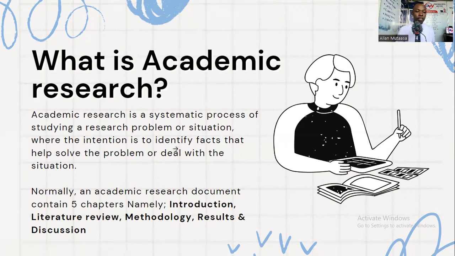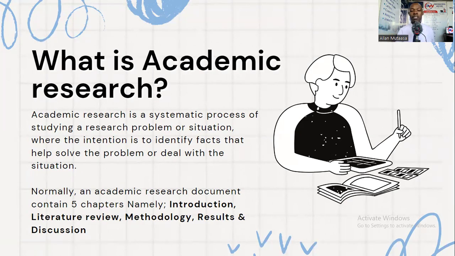Now, normally an academic research document will contain 5 chapters. The first is the introduction, which is chapter 1. In most cases, the introduction will have the background, the problem statement, your objectives, your hypothesis, your research questions, the conceptual framework, the justification, and the significance of the study. Then we go to the second chapter, which is normally called the literature review.